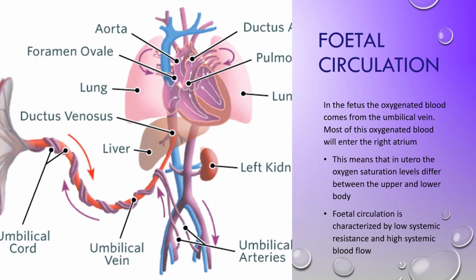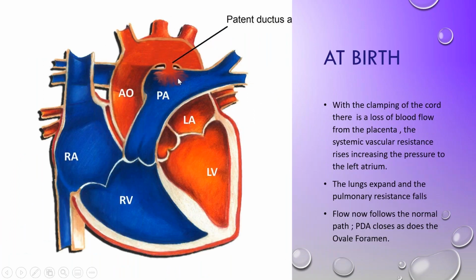At birth, we come back to this whole idea of the patent ductus arteriosus. Remember that when the baby's born and the first breath is given, the pressure in the lungs increases, and that will initially stop the shunt from happening. As the shunt stops happening, this will now become smaller, and we did discuss that last time. With the clamping of the cord, there's a loss of blood flow from the placenta. The systemic vascular resistance rises, increasing the pressure into the left atrium, which is over here.